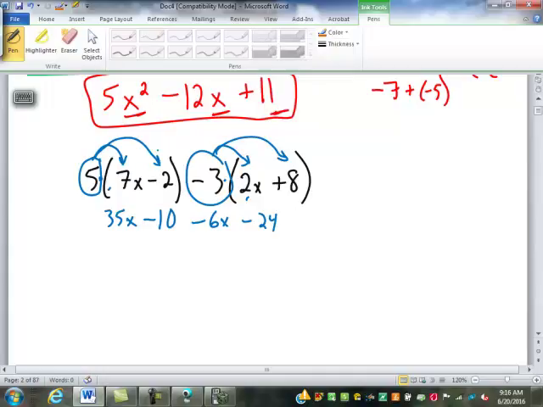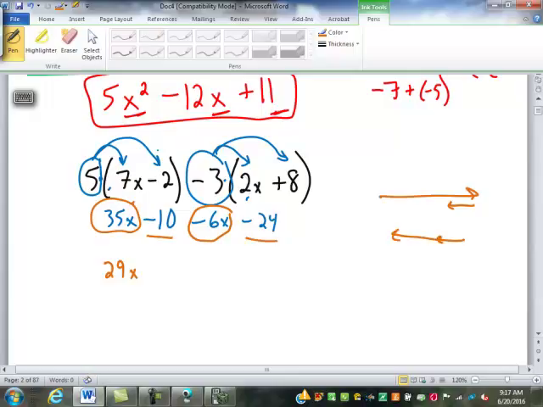So now, are we done? No. What can we still do? We can combine 35x with negative 6x. 35 and negative 6 make 29. There you go. 29x. Then we have negative 10 and negative 24. Negative 34. Perfect.